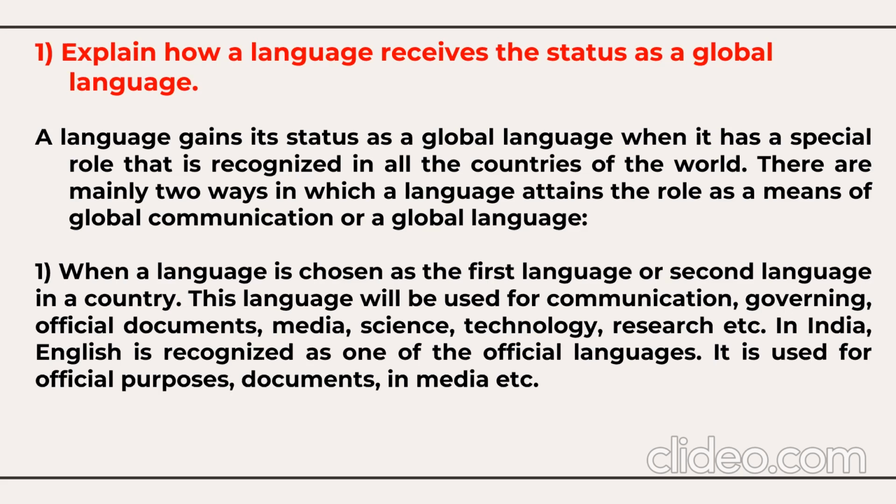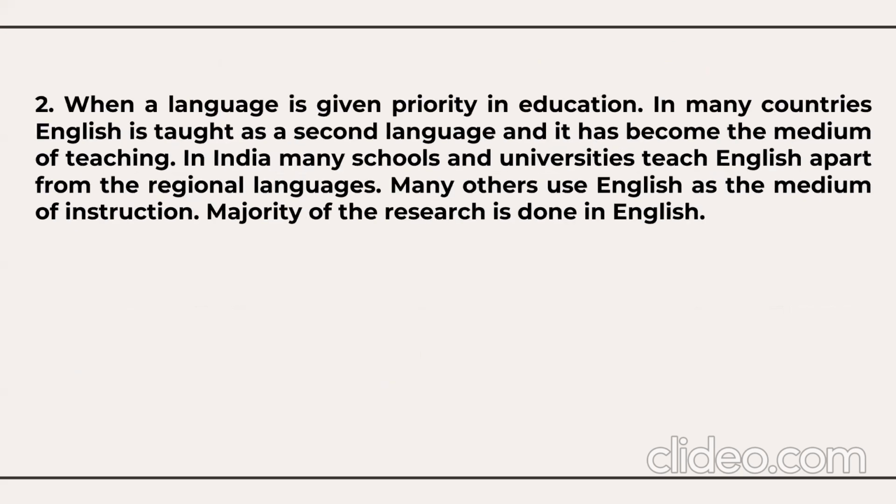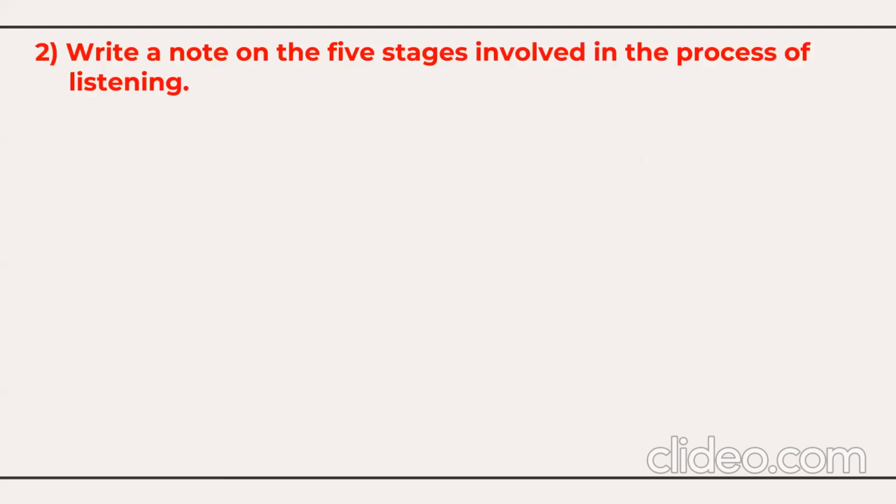That's one way it becomes a global language. The second way is when a language is given priority in education. In many countries, English is taught as a second language and it has become the medium of teaching. In India, many schools and universities teach English apart from the regional languages. So many others use English as the medium of instruction. The majority of the research is done in English. So this is how a language gets global language status.